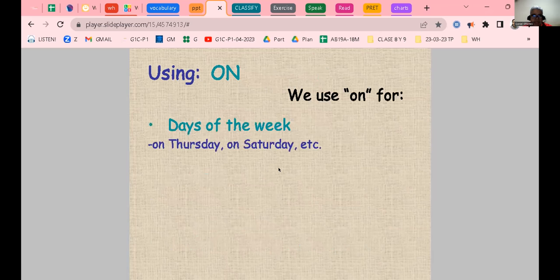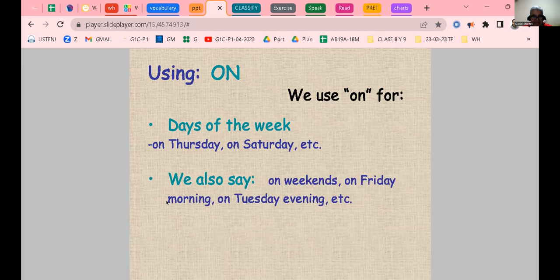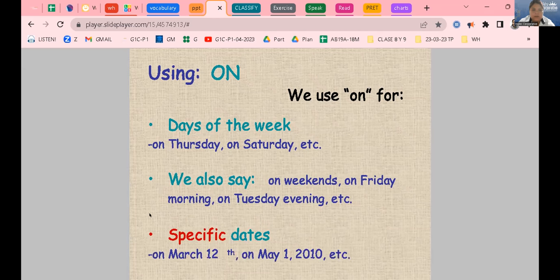Using on. Okay. Using on, Daniel. We use on for days of the week, on Thursday, on Saturday, etc. We also say on weekend, on Friday morning, on Tuesday evening. A specific date. Example. On March 11th, on my first... 2010. Okay, 2010. Okay, so look at this.